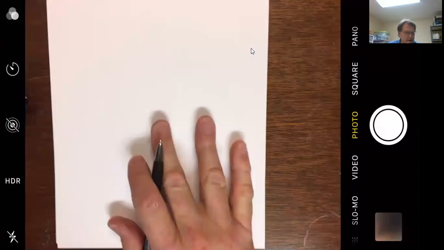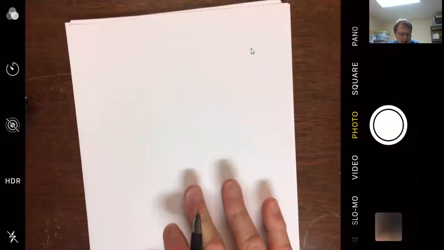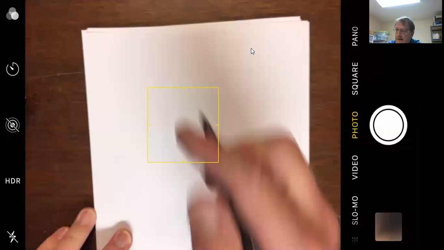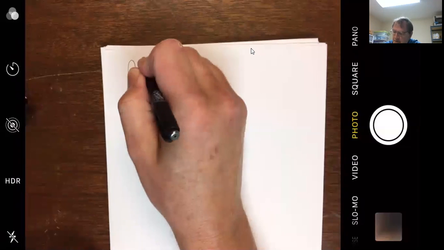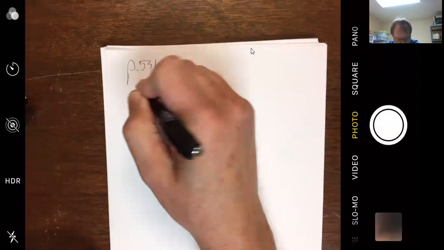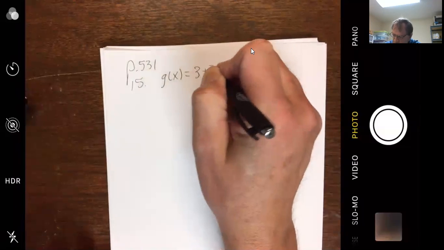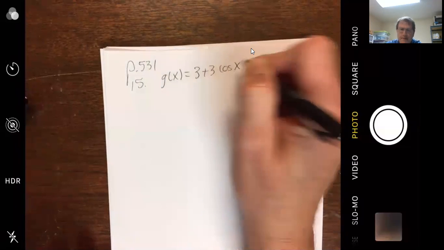All right, well, they kind of divide these into two sections, and one that has, say, both, page 531, number 15, y equals 3 plus 3 cosine of x. And we'll have you fill in a worksheet.